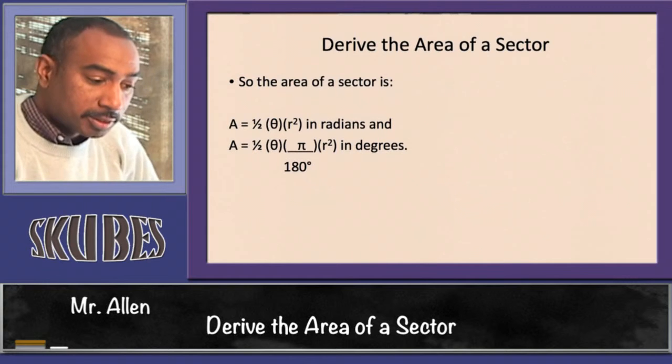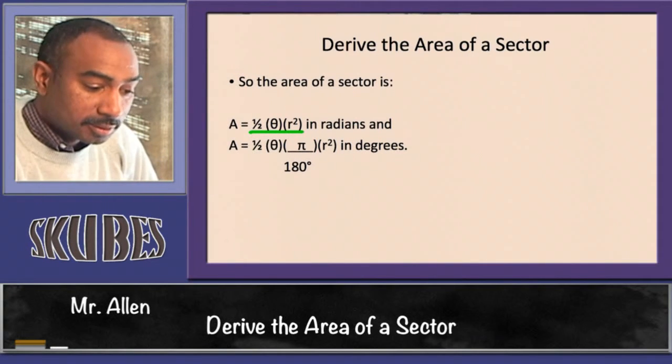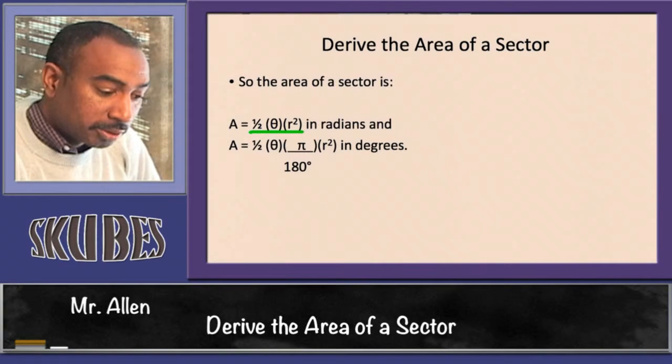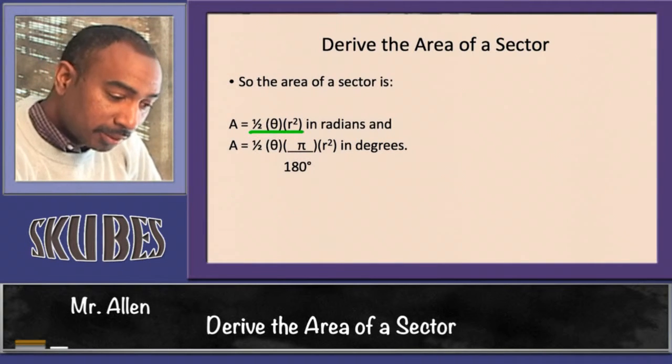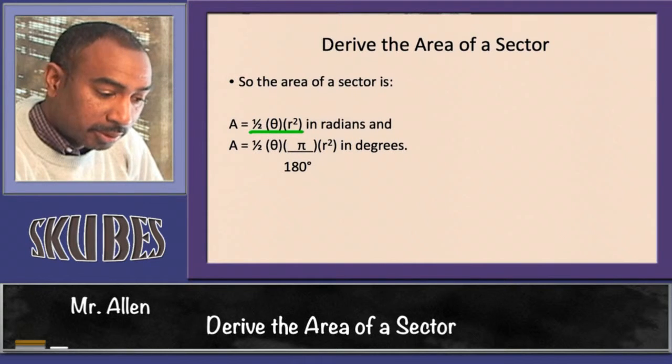So the area of a sector is 1/2 theta radius squared in radians. And if you were to do it in degrees, you get area is 1/2 theta pi over 180, times the radius squared.